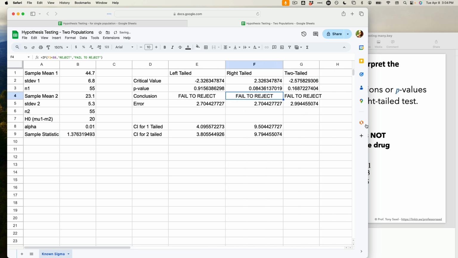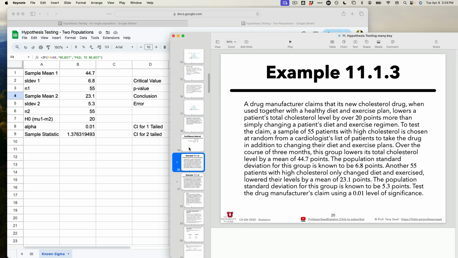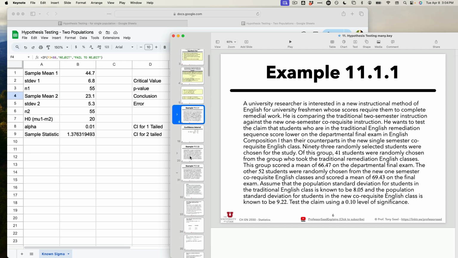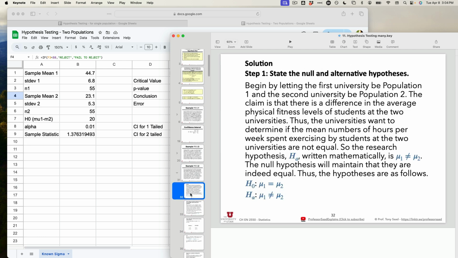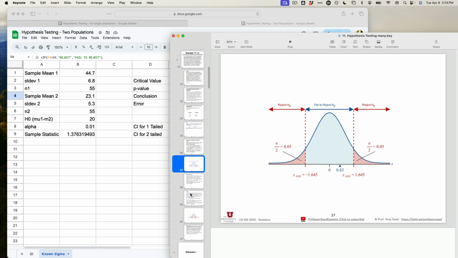All right, on and forward. There's another example about a two-tailed test here. It's in the slides, and you can figure it out yourself. It's about two universities who are competing with each other, et cetera, and you do the hypothesis testing.